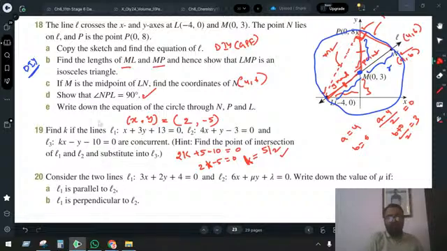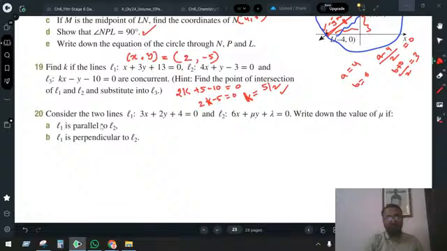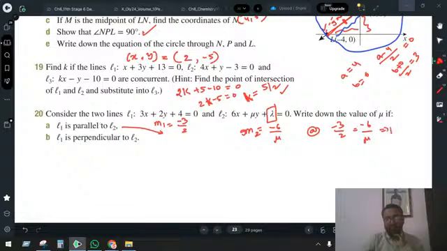And next, he is asking another case. Write down the mu. Lambda is no need, we need mu. What is mu? First of all, these two lines are parallel. Parallel means slopes or gradients are equal. So here the gradient is minus 3 by 2, and here the gradient is minus 6 by mu. Parallel condition: minus 3 by 2 is equal to minus 6 by mu. So mu is equal to simply 4.